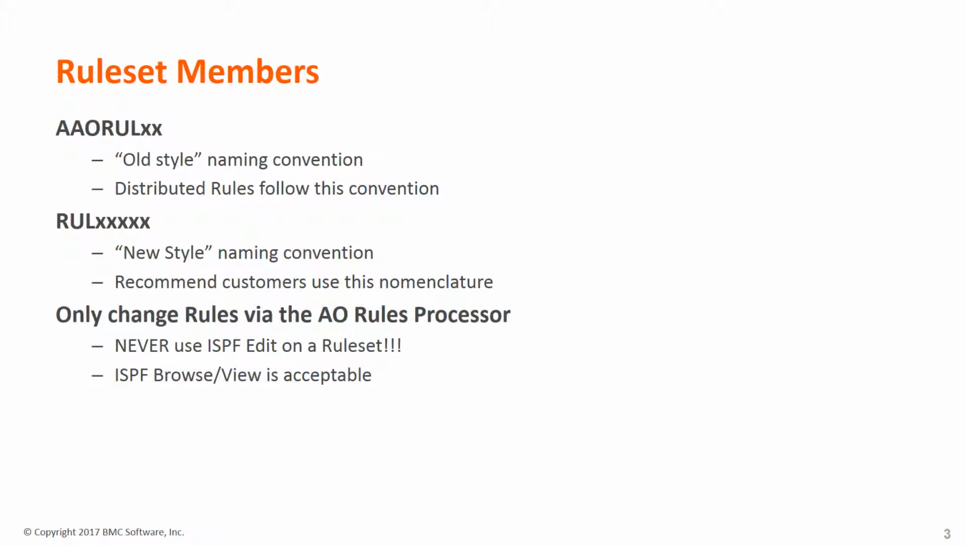Auto Operator rule sets are stored as PDS members in the UBB-PARM library. These members have two different nomenclatures for naming. The first is AAORULXX. This is the original format of the members when they were distributed with Auto Operator, and it's also the format for any rules that we distribute with the product to support solutions. The second format is RUL followed by 5 characters. This is the current standard for naming rules, and this is what we recommend that you do for your rule sets.